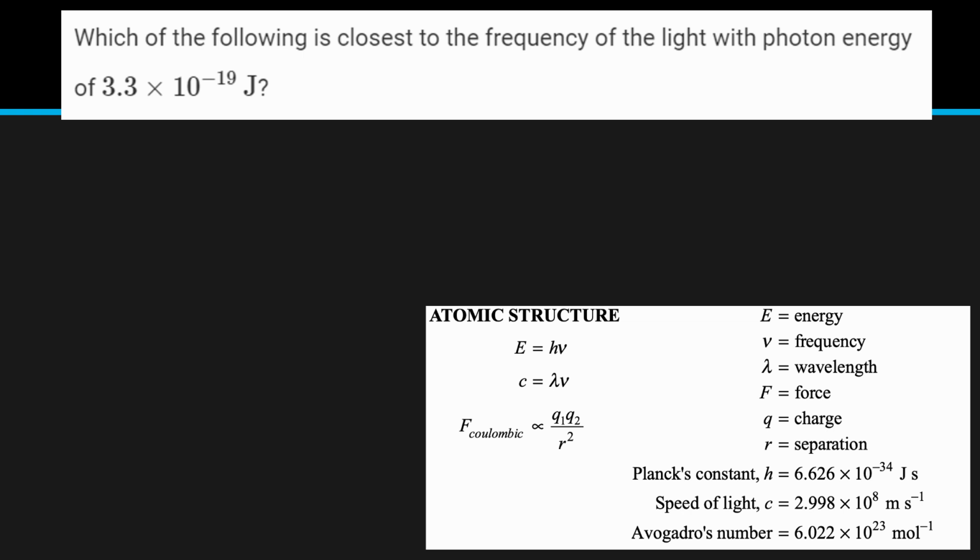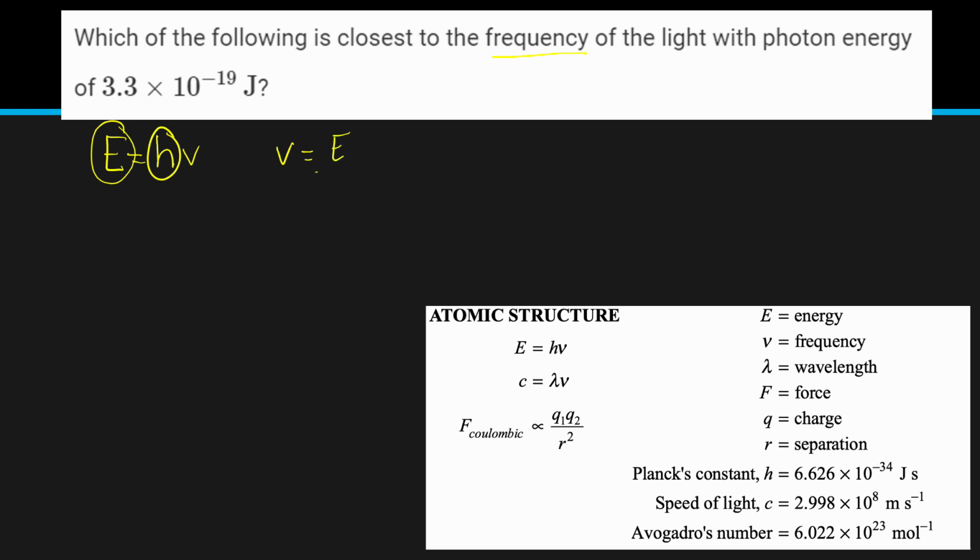So let's practice applying the equation E equals hν, which is a very common application of this lesson on the AP Chemistry exam. It says, which of the following is closest to the frequency of the light with photon energy of 3.3 times 10 to the negative 19th joules? This is a multiple choice question that I turned into a free response. So we're just going to solve for the frequency when we're given energy in joules. Since we were given energy and we always know h because it's a constant, we're going to be solving for ν, which is frequency.